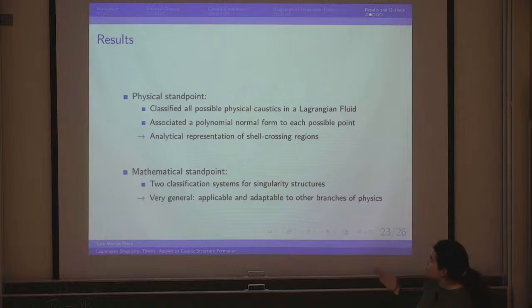So what did we do? We classified all possible physical caustics in a Lagrangian fluid in a mathematical way. And with the help of mathematical singularity theory, we were able to show that you can transform coordinates such that locally these regions look like polynomials, which is nice, they're analytic. So I get some kind of analytical representation of shell-crossing regions, which are ill-defined in our model, so I had no representation for them at all before doing this.